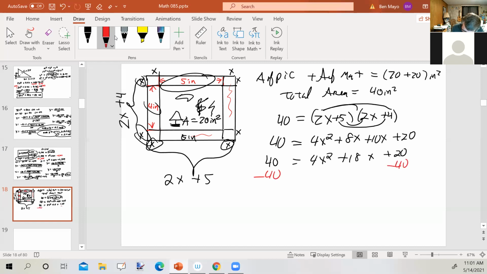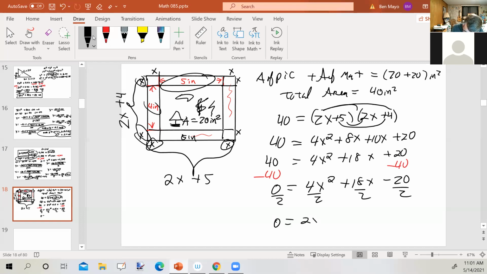Subtract 40 from both sides of the equation. 0 equals 4x squared plus 18x, 20 minus 40 would be minus 20. All of my coefficients are even, so I'm going to divide everybody by 2. 0 equals 2x squared plus 9x minus 10.